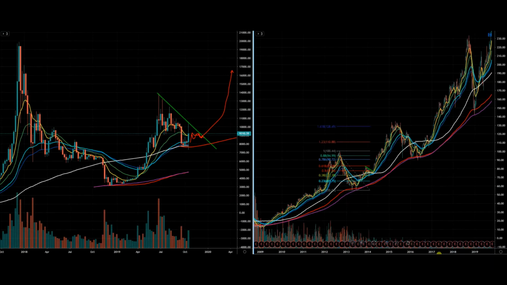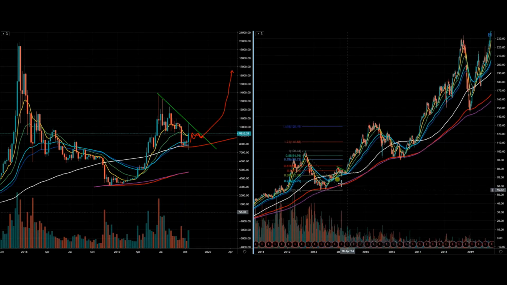If any of you haven't realized yet, this is Apple, and you can see there where the flat top was, and we are above the moving average. Obviously, guys, this is over years. This is 5, 6 years, whatever that is. And the long-term trend is up.